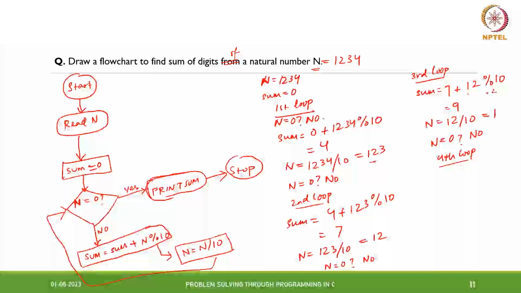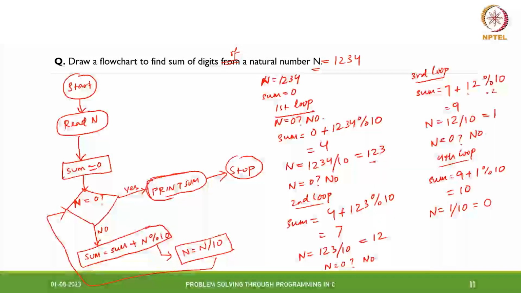We say sum equals sum plus n percentage 10. So sum is 9. Now n is 1 percentage 10. And what is 1 percentage 10? It is 1, because the quotient will be 0 and the remainder itself will be 1. So 9 plus 1, 10. And then n equals 1 by 10, which is 0.1, but 0.1 is dropped because it's a natural number, so n becomes 0.